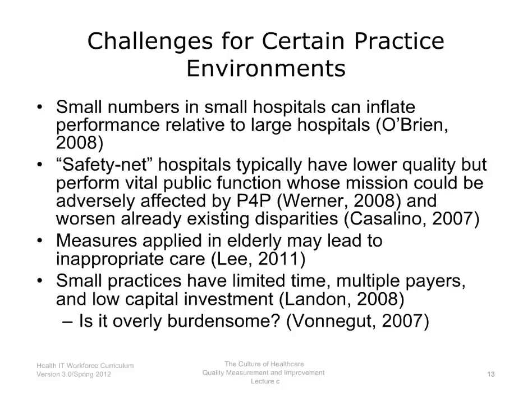However, these facilities that take care of patients who are poor or otherwise disadvantaged from a socioeconomic perspective provide a vital public function. They are, after all, safety net hospitals, where people can go for care when they may not have other options. In fact, the mission of these institutions could be adversely affected if tied into P4P. And this measure may actually worsen some of the healthcare disparities that these institutions are set up to address.